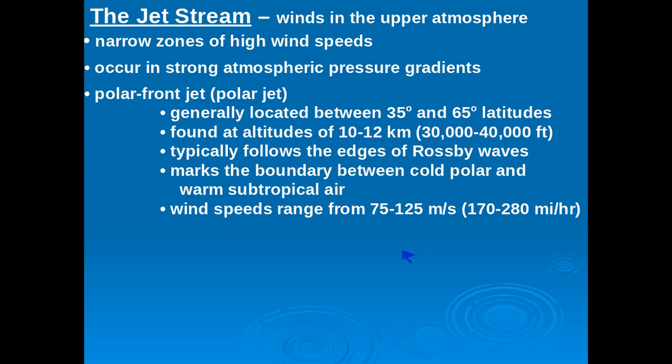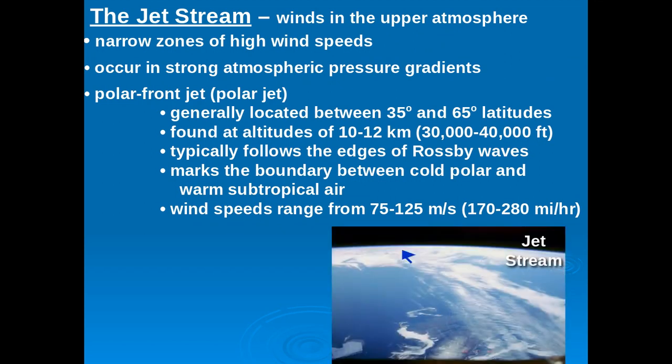Let's talk about the upper part of the atmosphere, and let's talk about winds that blow aloft. In this particular slide, we look at the jet stream. The jet stream is a type of wind that exists in the upper atmosphere. It represents very narrow zones of high wind speeds. It's a result of extremely strong atmospheric pressure gradients, meaning that there's a huge difference in pressure between a high pressure system and a low pressure system.